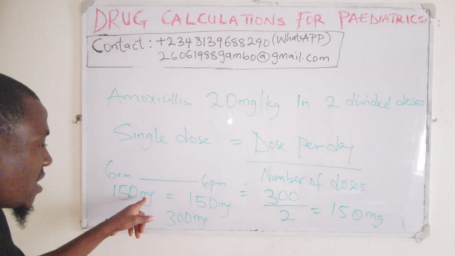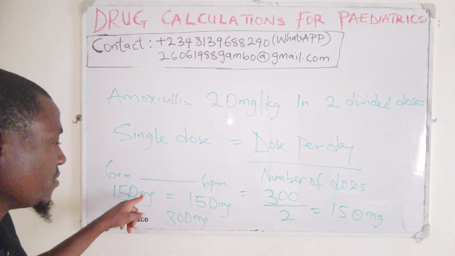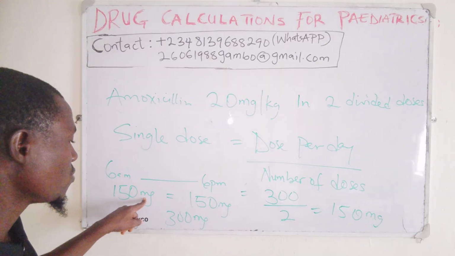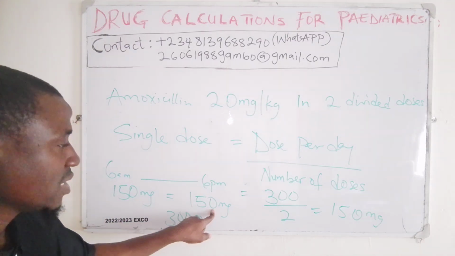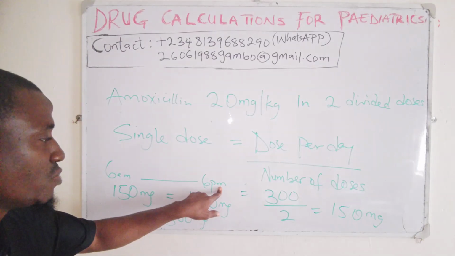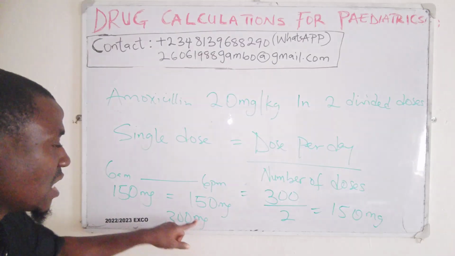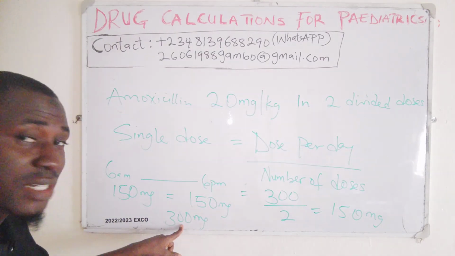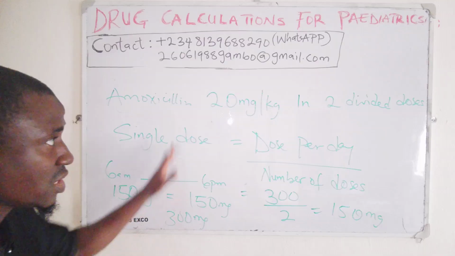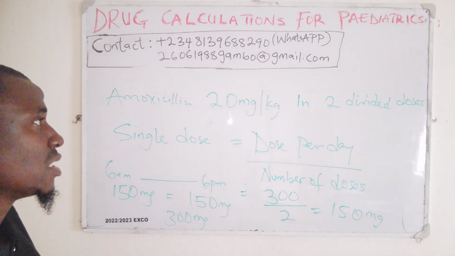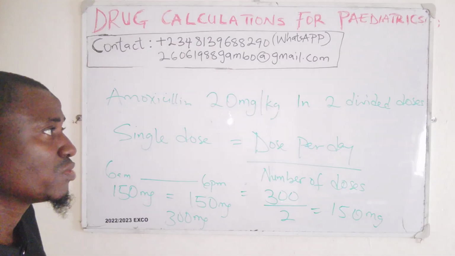So that means the single dose I'll be administering the first time, say 6 a.m., I'm starting the drug at 6 a.m., I'm going to administer 150 milligrams. Then the second administration at 6 p.m. is also going to be 150. If you sum it for that day, you have 300 milligrams. So this is how to go about calculations involving dose per day and divided doses.